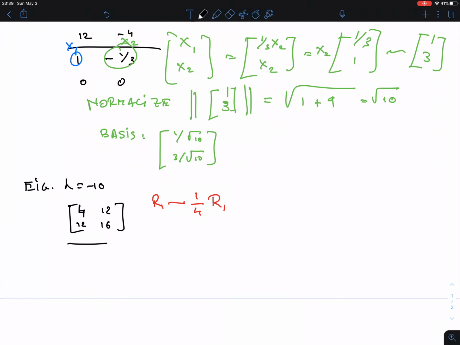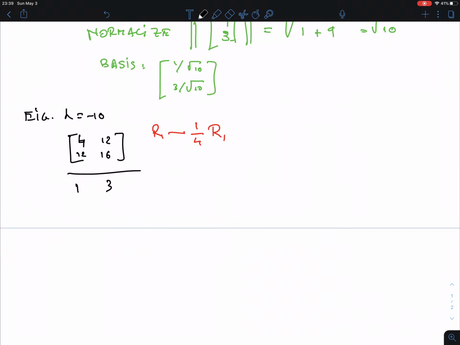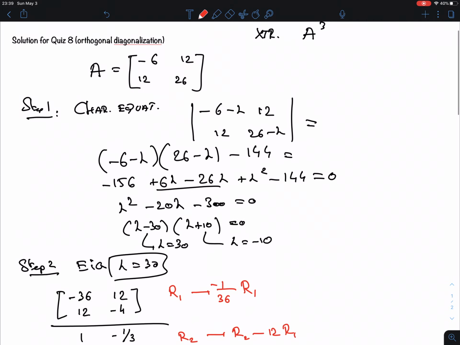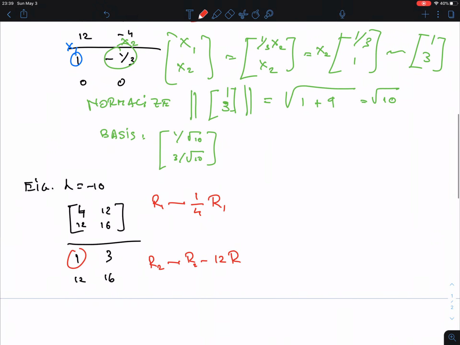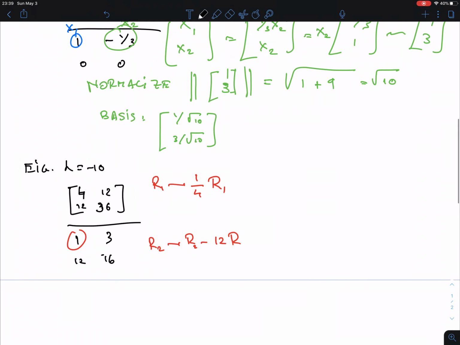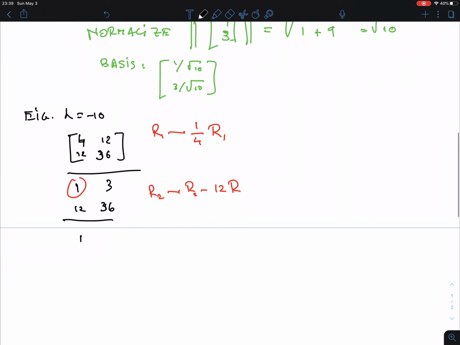We get 1, 3, and then we have 12, 16. So if I use this pivot now, row 2 minus 12 times row 1. What do I do? I did something wrong. Sorry. I said I add 10 to the diagonal and I subtracted it. It's 36. Okay, so 36. Why do I know it's a mistake? Because I'm going to subtract 12 times this row and I was not going to get the 0 row. That could not be.